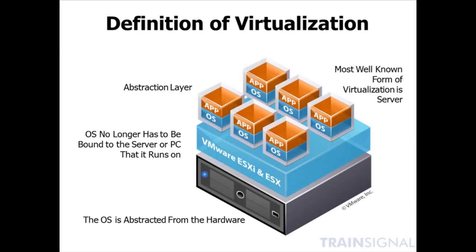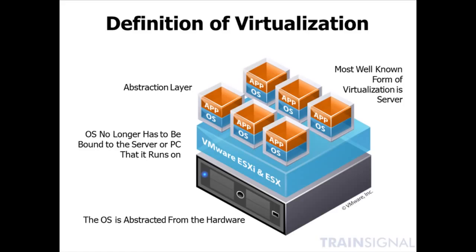Before you start learning about anything, you should first have a definition of what it is. So let's start off by defining virtualization. And the textbook definition is that virtualization is an abstraction layer. But that doesn't mean a lot to me and to many other people as well. So what that really means is that the operating system no longer has to be bound to the server or the PC that it runs on. The OS is abstracted from the hardware.